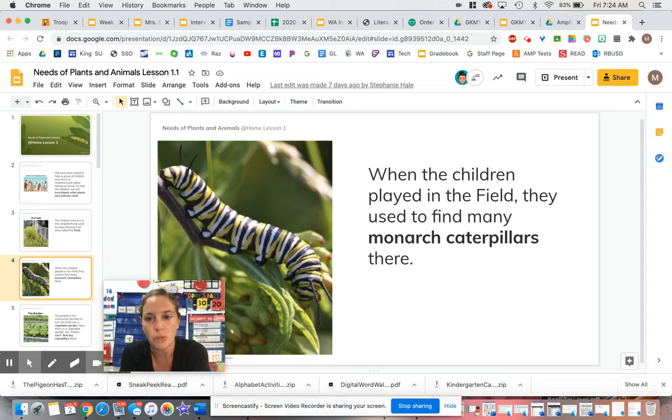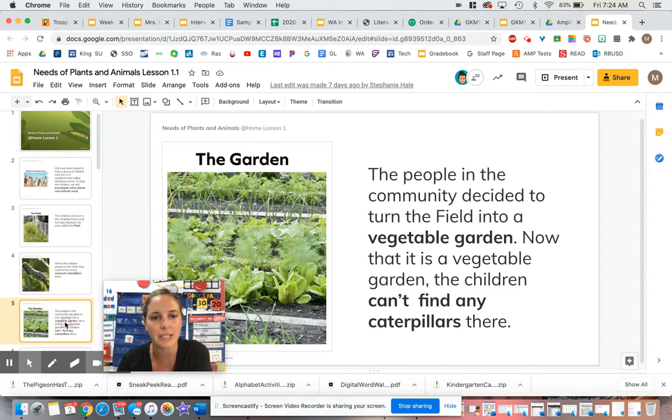When the children used to play in the field, they would find so many of these. Do you guys know what these are? Monarch caterpillars. Say that with me. Monarch caterpillars. Wow, look at how beautiful its pattern is.